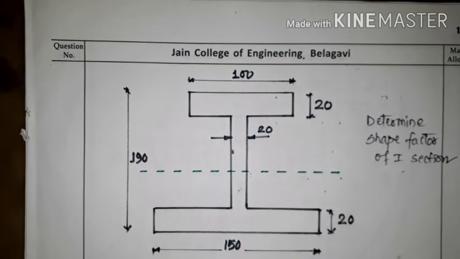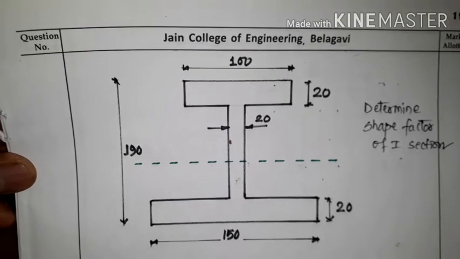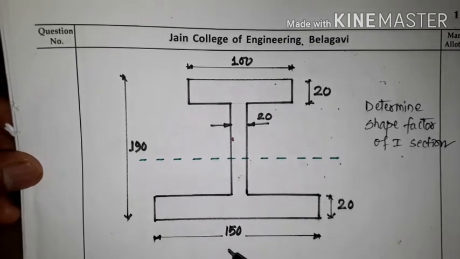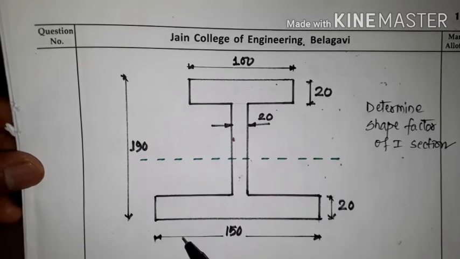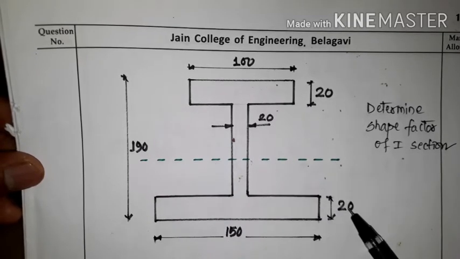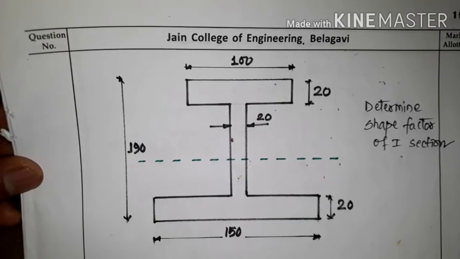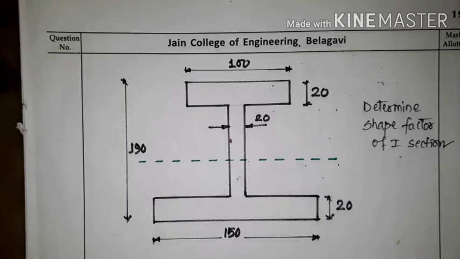So we'll solve one more problem to determine the shape factor. Again it is given as an unsymmetrical I section. We can see here the top flange is 100 mm by 20 mm and the bottom flange is 150 mm by 20 mm. So it is an unsymmetrical I section about the horizontal axis.